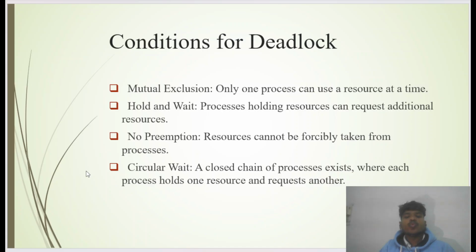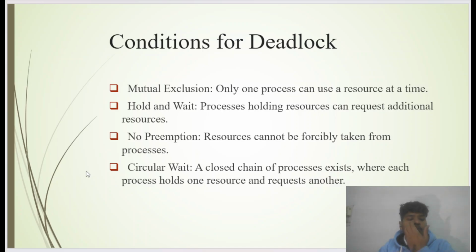Now, let us see what are the conditions for deadlock. The first condition is mutual exclusion. This means only one process can use a resource at a time. One process, one resource. For example, a printer is being used by process P1, no other process can use it until P1 releases it. If resources can be shared, the risk of deadlock decreases. The second one, hold and wait. A process is holding one resource and is waiting for another resource. This is called hold and wait.